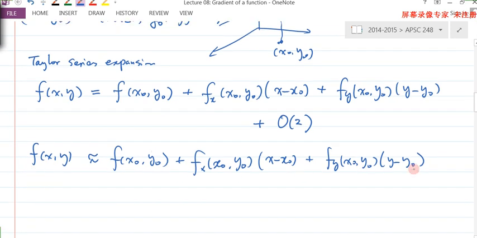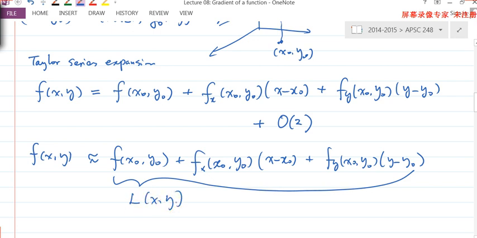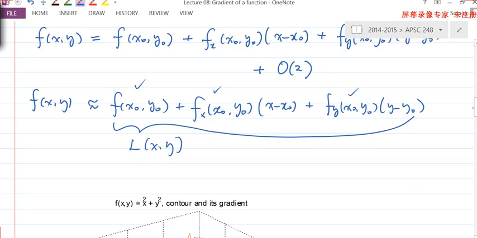Now look at this final approximation. What is this expression? If I let it equal L of x, y, a certain variable L, first you have to convince yourself that this is a quantity, a scalar value, 1 or 2 or 3, doesn't matter, and this is another value, and this is another value. So what is this thing? L of x, y equals this plus this plus this. What is this thing here?